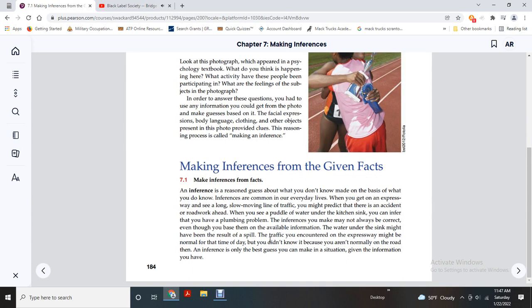Inferences are common in everyday life. When you see a slow-moving line of traffic, you might predict that there's an accident or road work ahead. When you see a puddle of water under the kitchen sink, you can infer that you have a plumbing problem. Inferences you make will not always be correct, even though they're based on the available information.